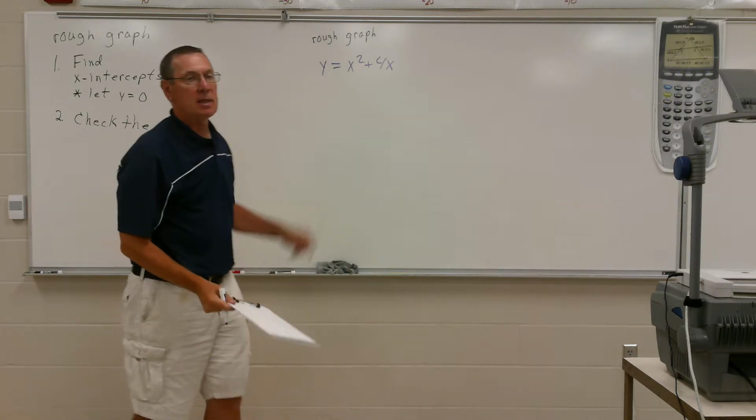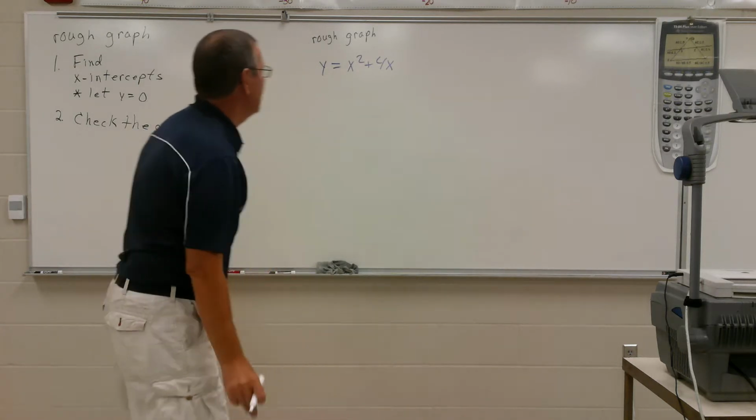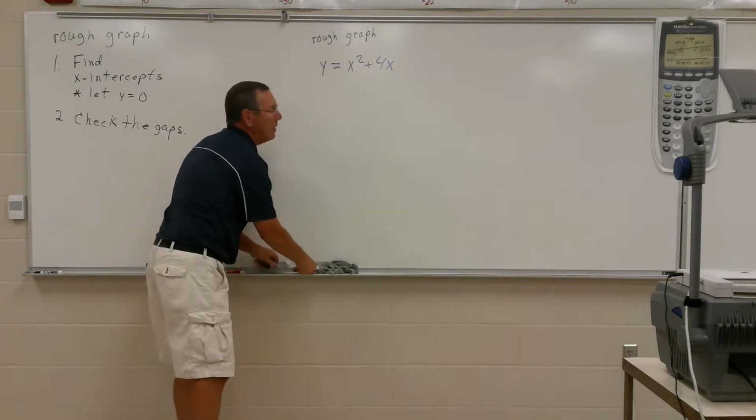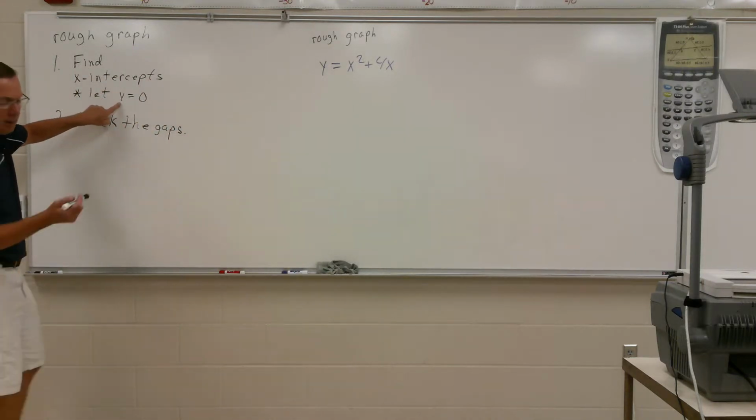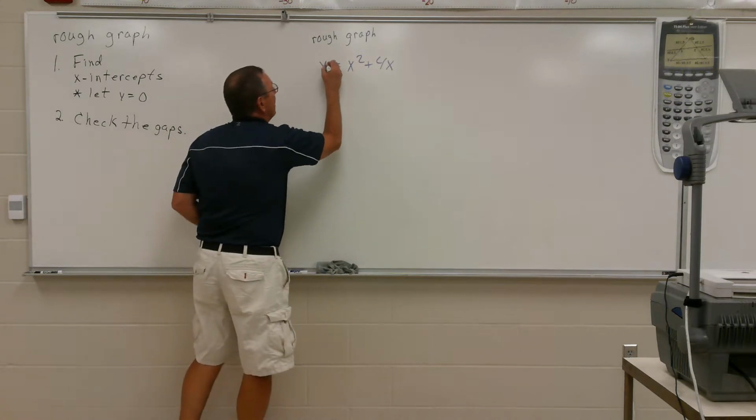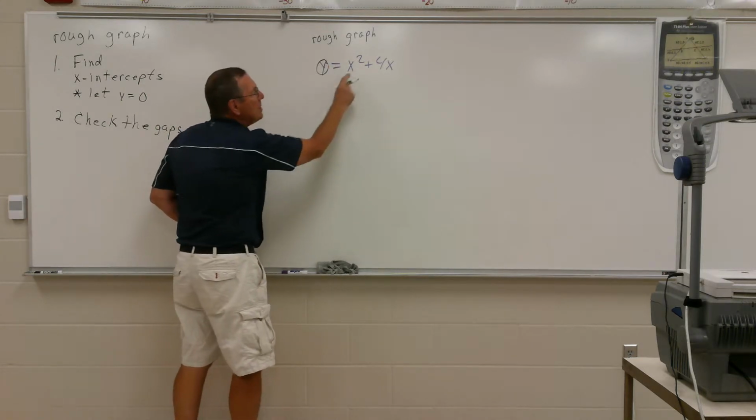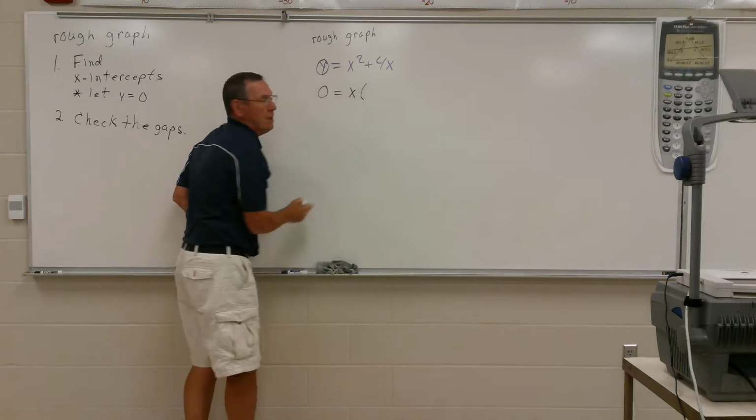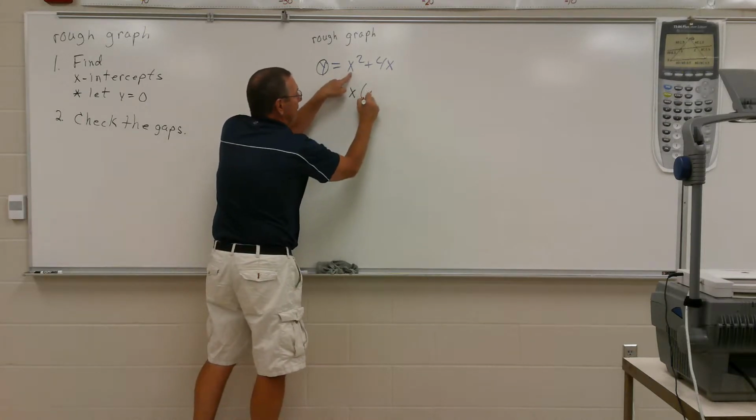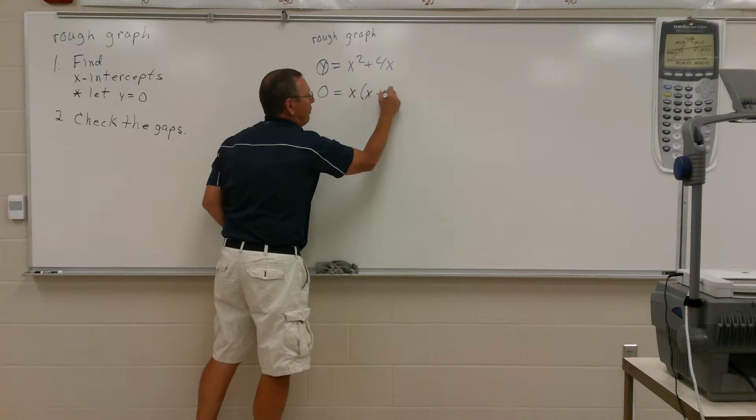Some students look at this one and they go, what in the world? But don't let this thing throw you. Okay, we want to make a rough graph. Okay, we're going to find the x-intercepts. We always let the y equal 0, so this y is going to become a 0. Okay, this time I've got a common factor. There's an x in both parts, so I'm going to factor that x out. If I pull an x out, I just have an x. If I pull an x out, we just have the 4.